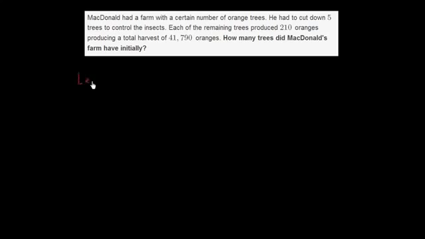So let's let T equal what they're asking us for. So this is the number of trees initially. So he starts off with T trees, but then they tell us that he has to cut down 5 trees to control the insects. So how many trees would he have after that? Well, he started with T and he had to cut down 5, so he's going to have T minus 5 trees now.